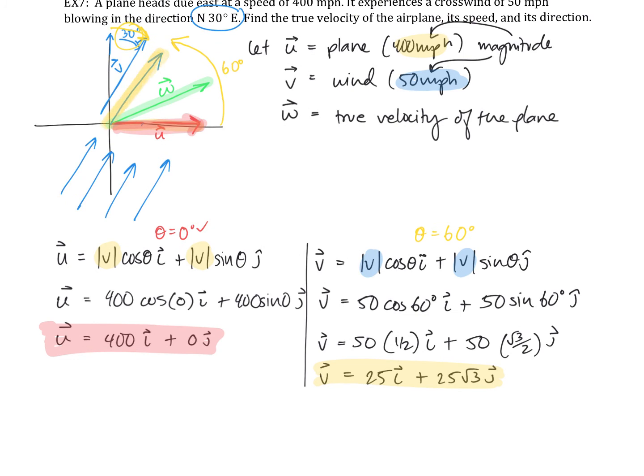So now we want to find w. Well, how do we find w? Well, it's going to be the addition of those two vectors.